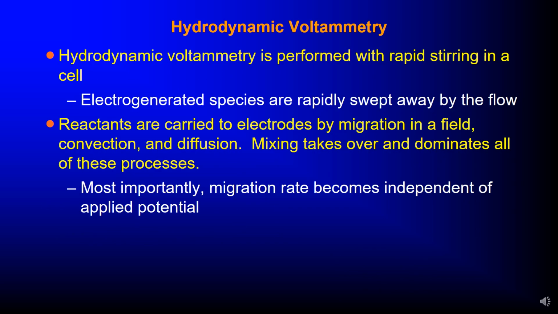Then we have another one called hydrodynamic voltammetry, and it is performed with rapid stirring in a cell. What we call electrogenerated species are rapidly swept away by the flow. So reactants are carried to electrodes by migration, convection and diffusion. Mixing takes over and dominates all of these processes. So most importantly, migration rate becomes independent of applied potential.